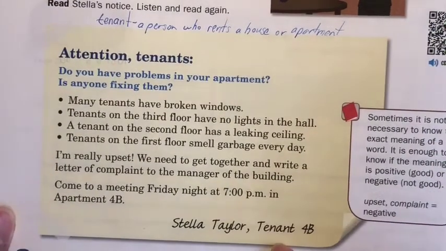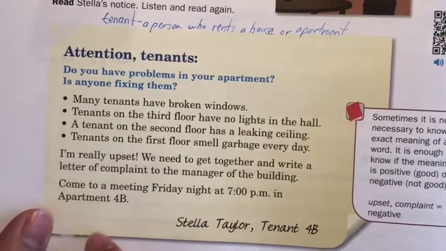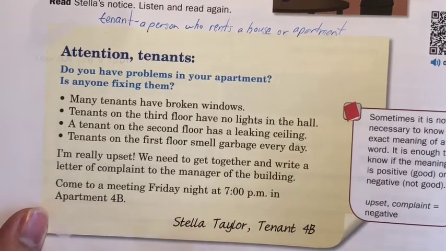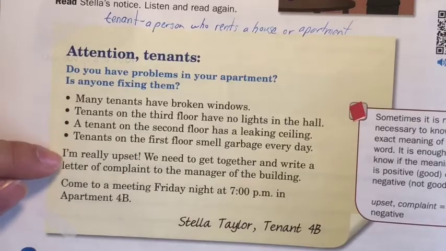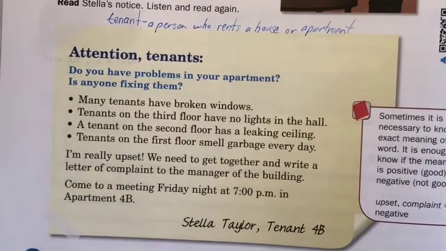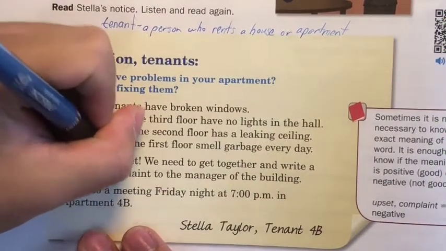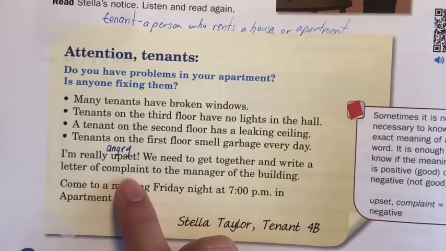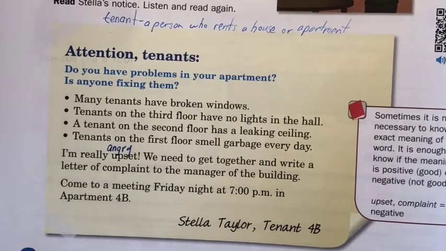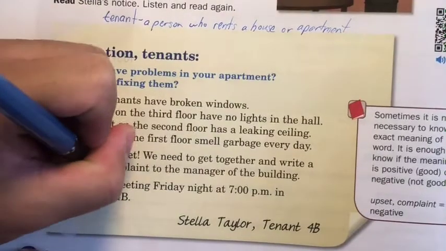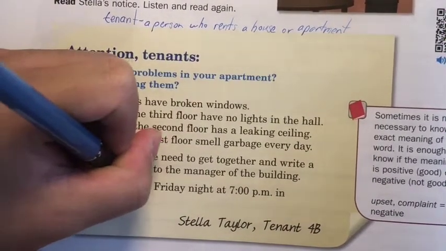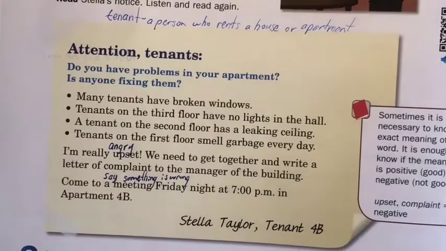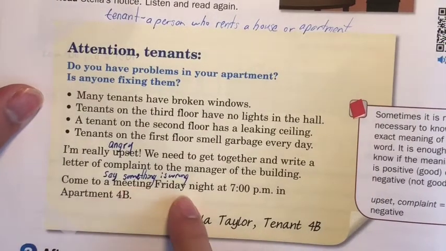Okay, so tenant 4B and apartment 4B are the same thing. So we know tenant 4B is the person who lives in the apartment number 4B. When she says, I'm really upset, upset is another word for angry. So she's saying, I'm really angry. We need to get together and write a letter of complaint. Complaint means you complain. You say something is wrong. So when you write a letter of complaint, you are saying something is wrong.